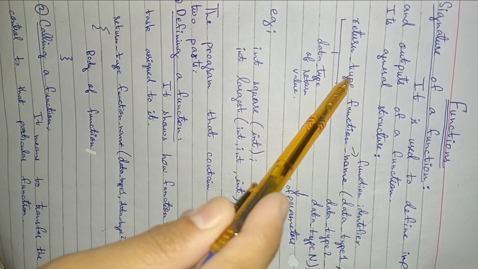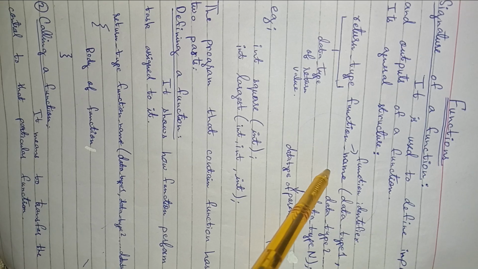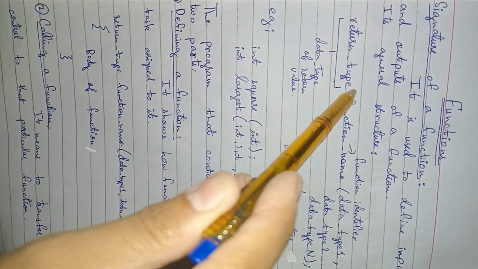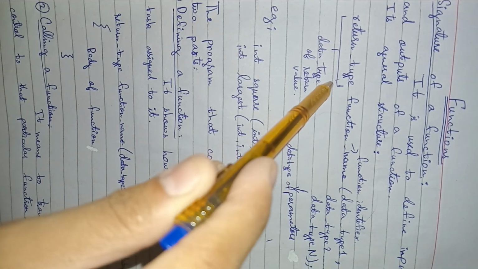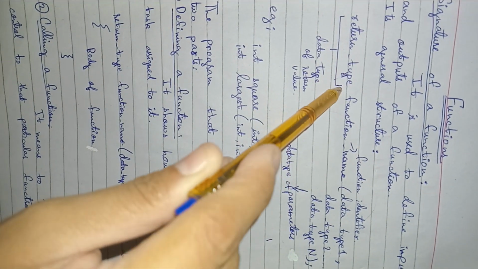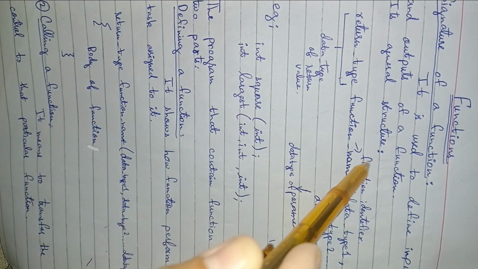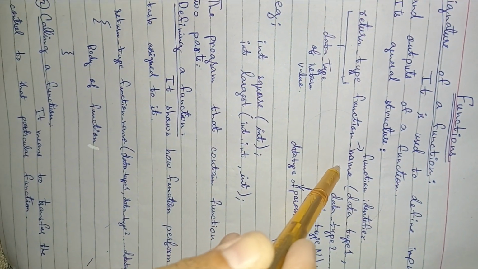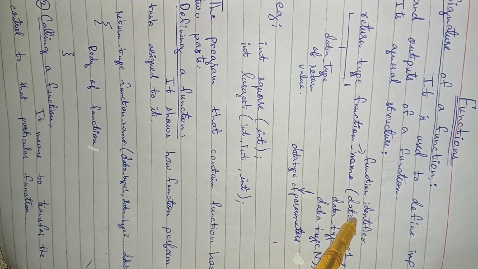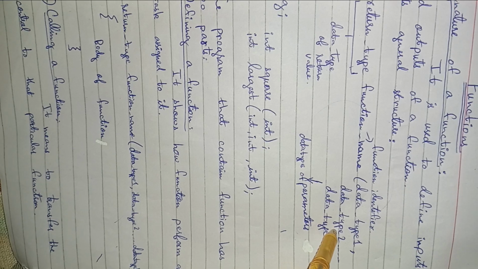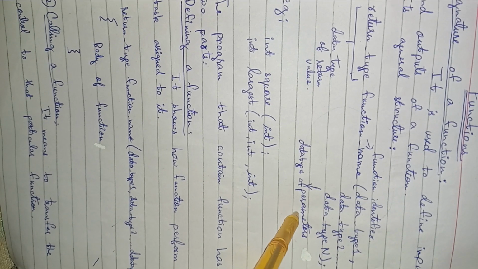So here we have the return type, the function name and the data types of parameters. Now here you see the return type means the output, right? So that is the data type of the return value. And function name means the name of the function, which is also called the function identifier or function header. And these are the data types of input, which are also called parameters.